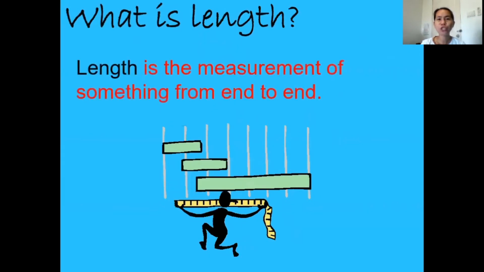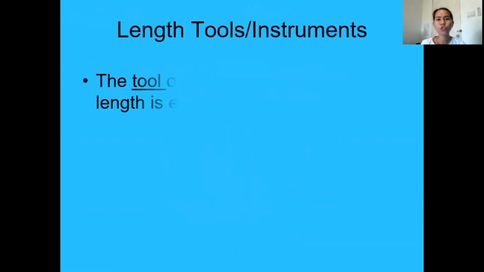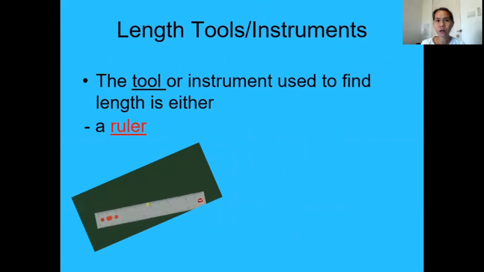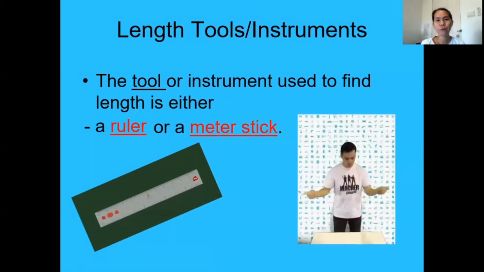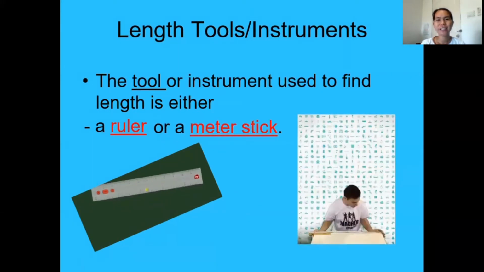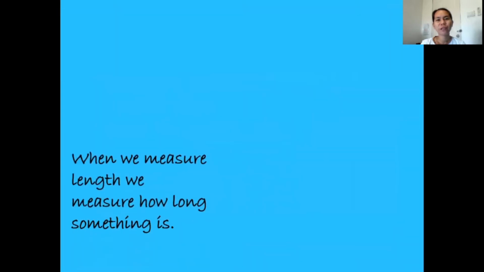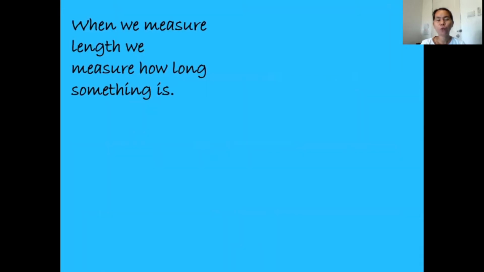Length is the measurement of something from end to end. We usually use a ruler or a meter stick in measuring something, right? So when we measure length, we measure how long something is.